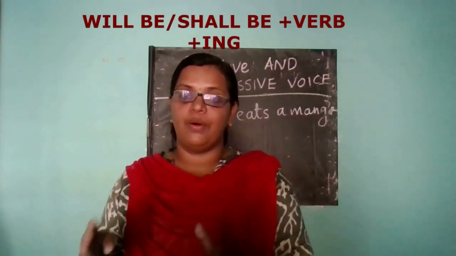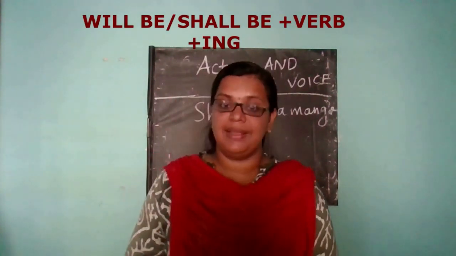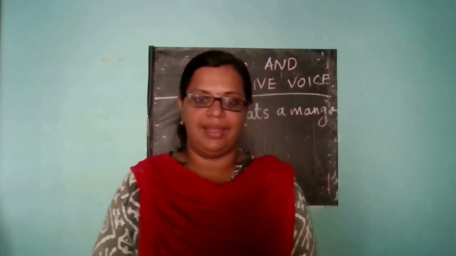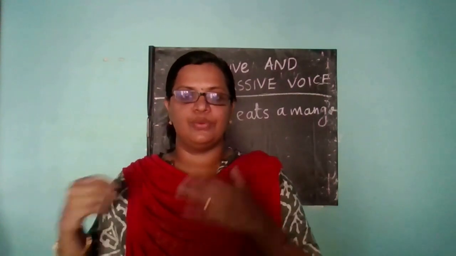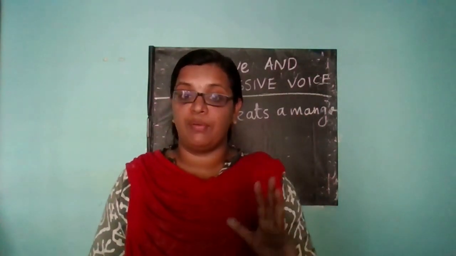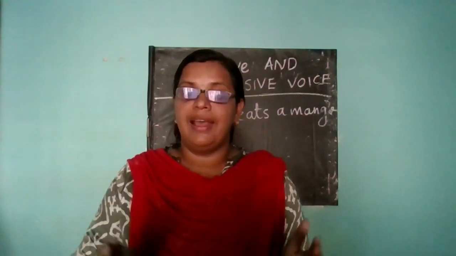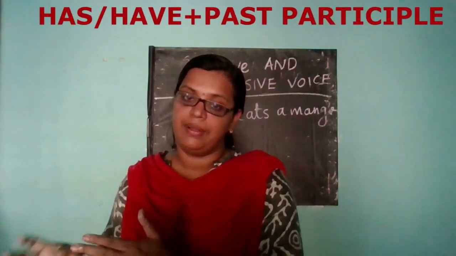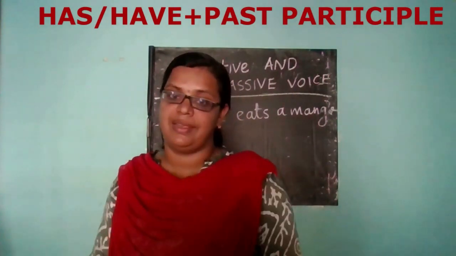Will be or shall be plus the ing form of the verb. Okay, then now let us move to perfect tenses. Tell me the format of present perfect. Has or have plus V3, the V3 form of the verb.